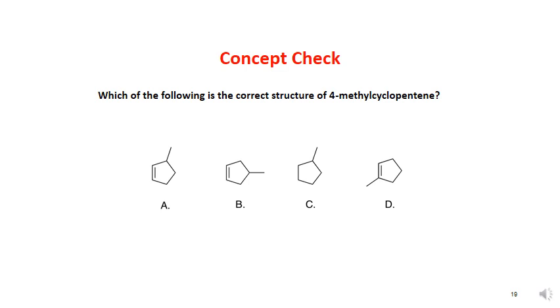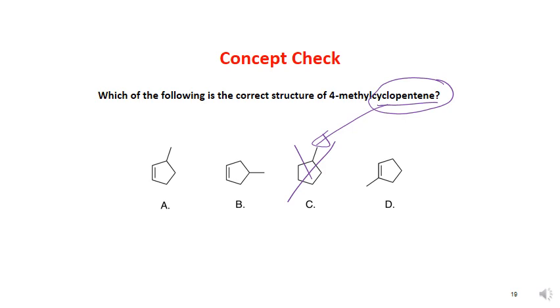All right, so first thing I'm thinking is cyclopentene, which means that's out, right? It's got to be out because that's not a cyclopentene. The rest of them are 5 carbon rings with 1 double bond, and that's good.